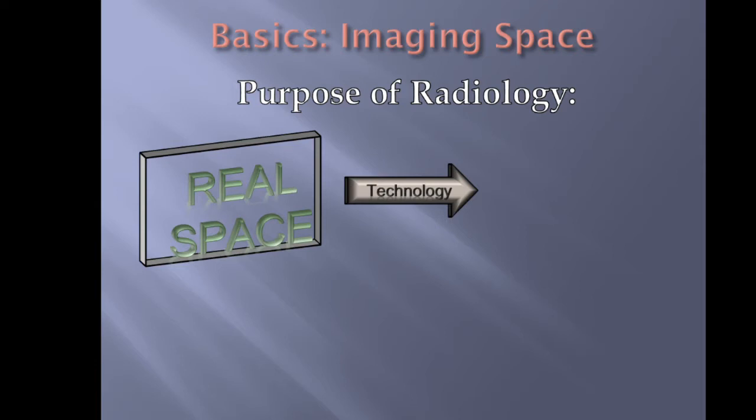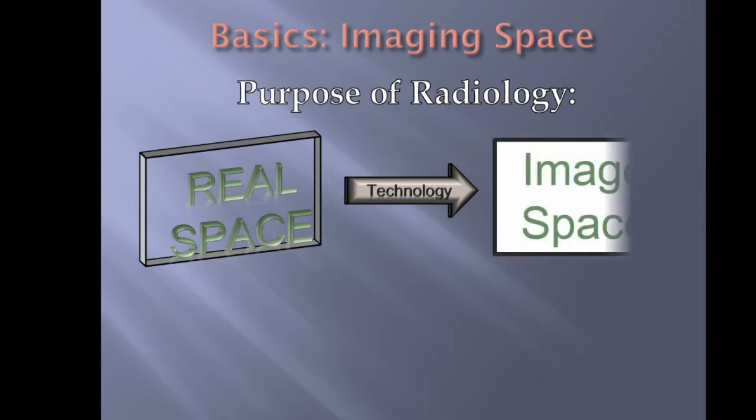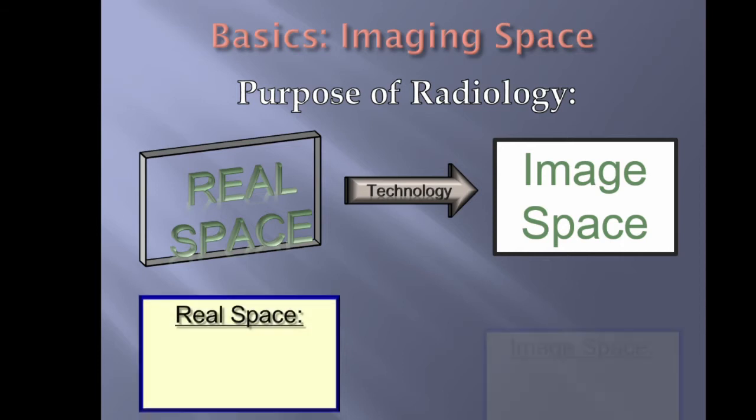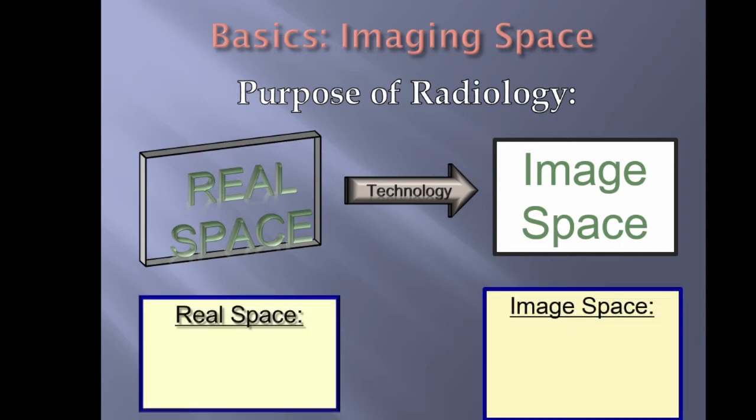And through the application of that technology, we extract information about that real space and present it in an imaging space. Again, this sounds very simple, and like, why are you talking about this? It's because, especially when we talk about X-rays and CTs, it's all applicable everywhere. So think about it for a second. Real space versus imaging space.